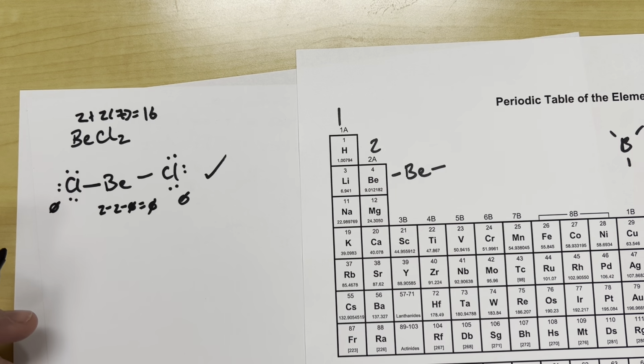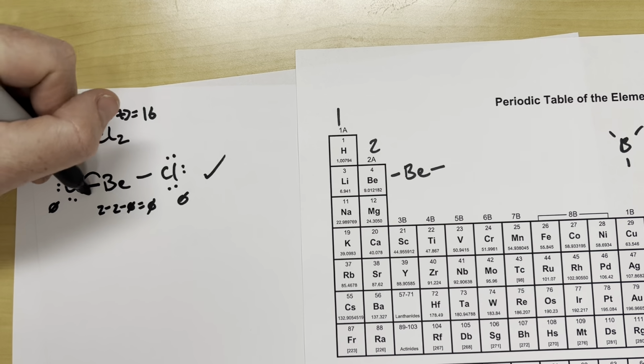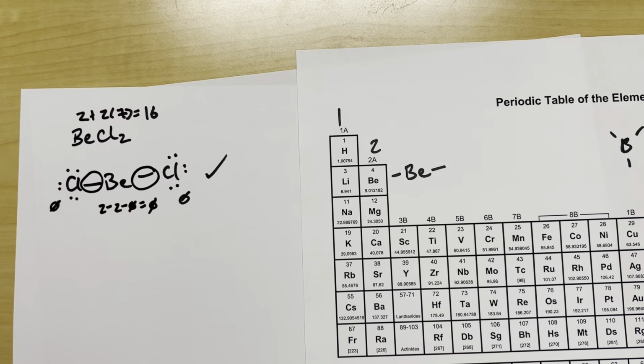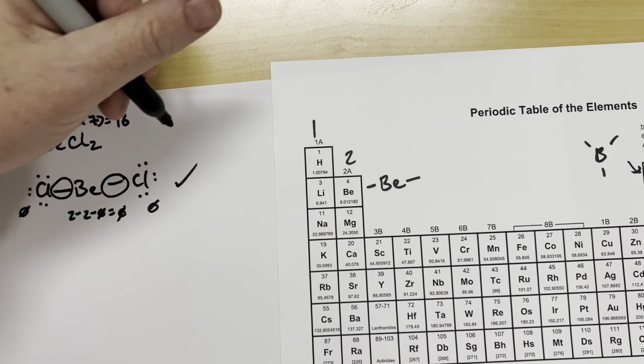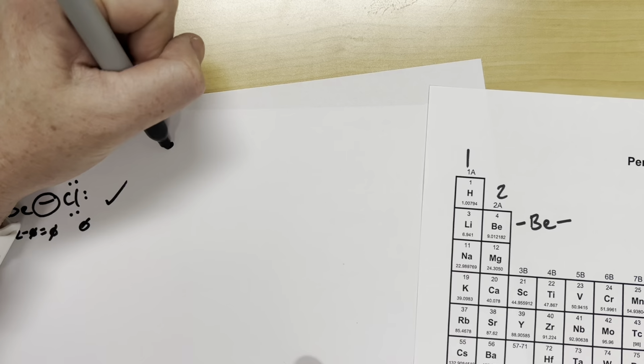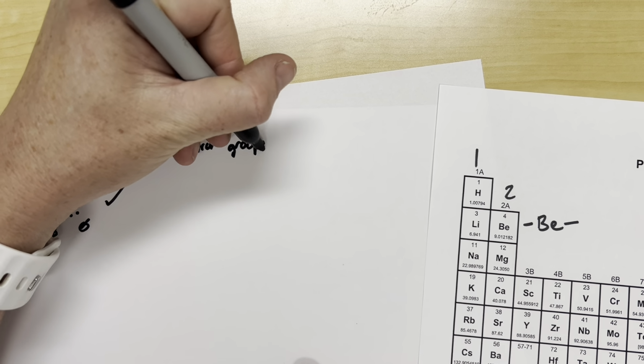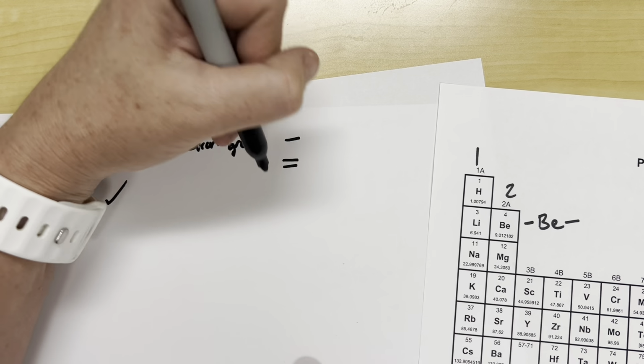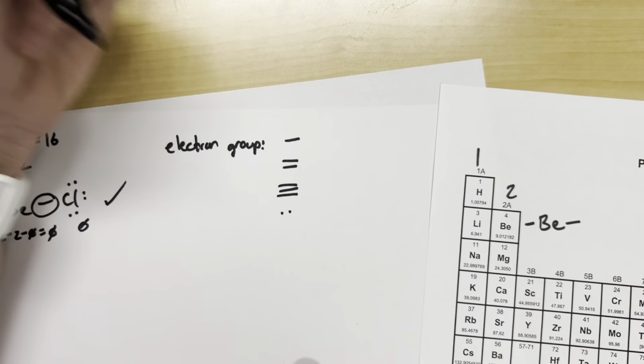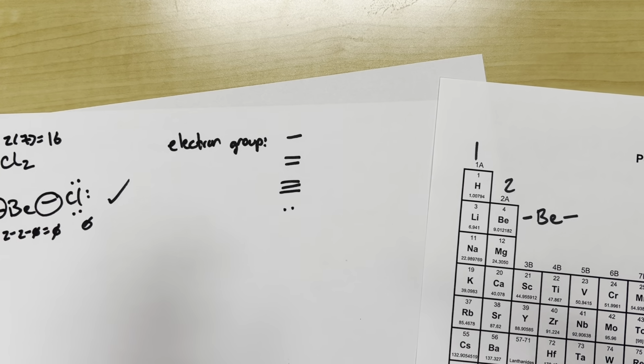Now it says total number of groups on the central atom. Hopefully you agree that that is 2. So remember, an electron group can be a single bond, a double bond, a triple bond, or a lone pair. All of those things count as what we call an electron group.